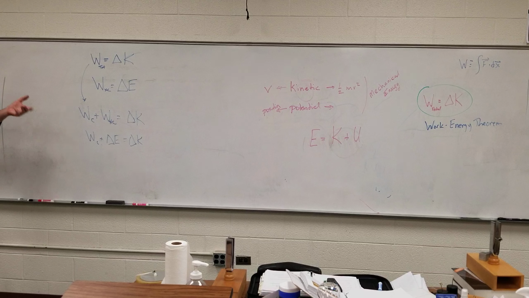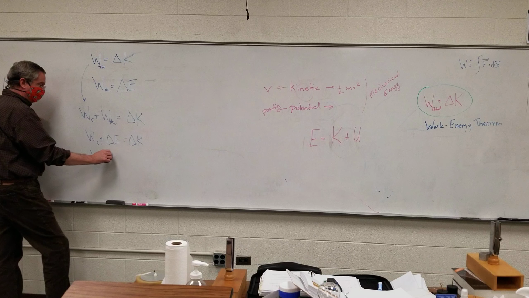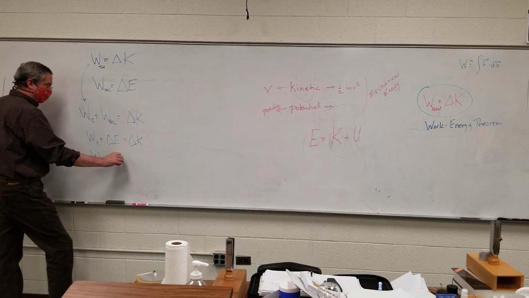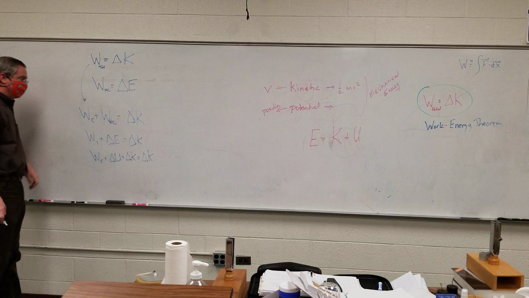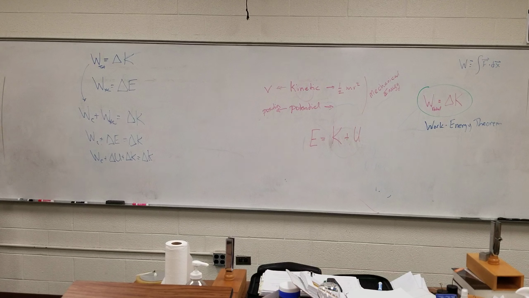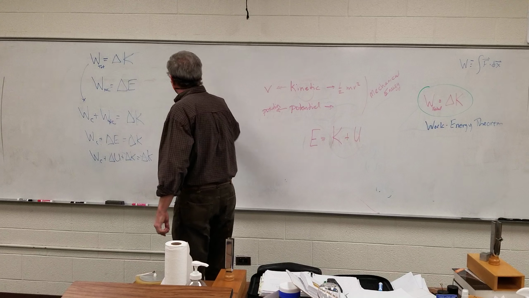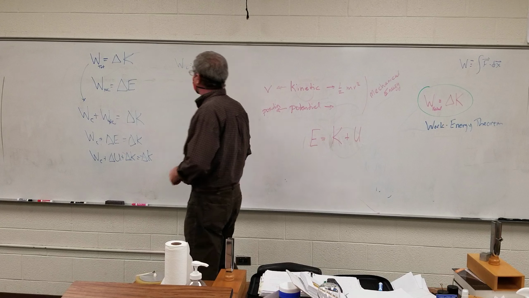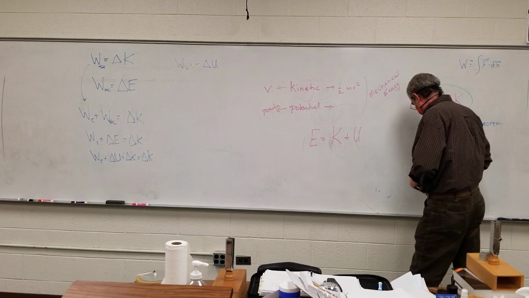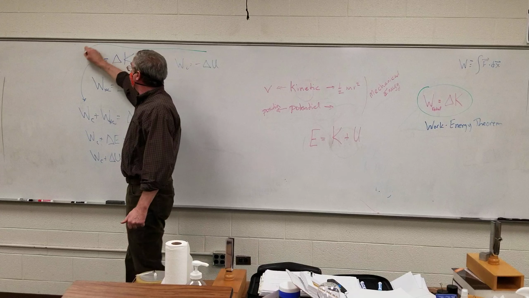Energy, well, there's kinetic and potential. We're not worrying about rest. So that's work conservative plus change in potential plus change in kinetic is equal to change in kinetic. Kinetics cancel out. Bringing delta U over, we get work conservative is equal to the negative change in potential energy. These are the work energy relationships.